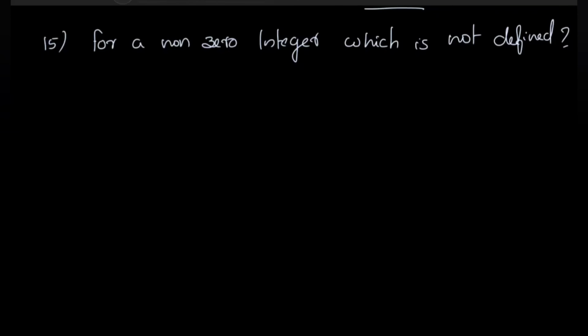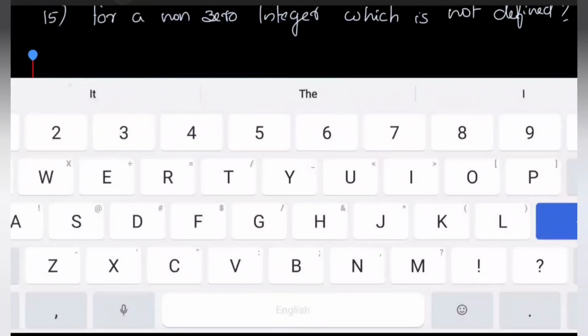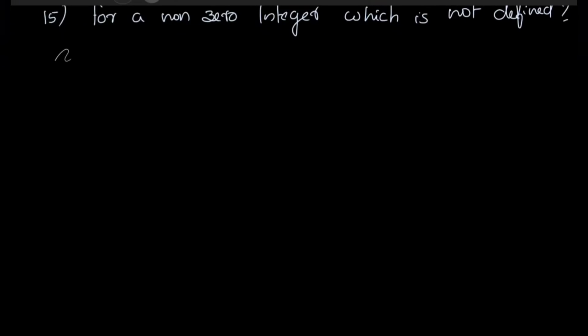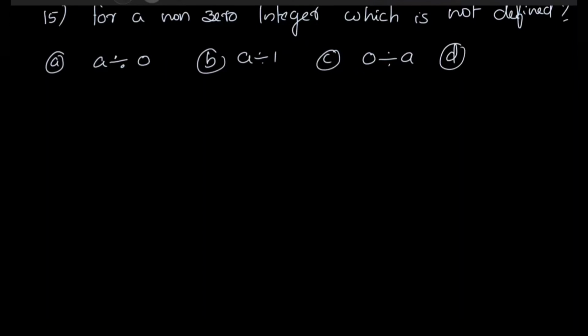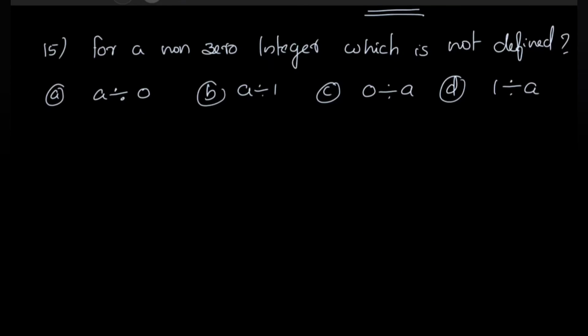Next is our 15th question: for a non-zero integer A, which is not defined? The options given are: option A, A divided by 0; option B, A divided by 1; option C, 0 divided by A; and option D, 1 divided by A. What is a non-zero integer?